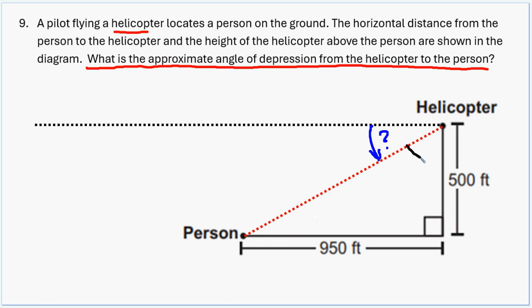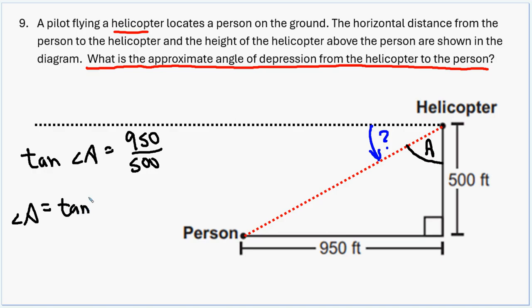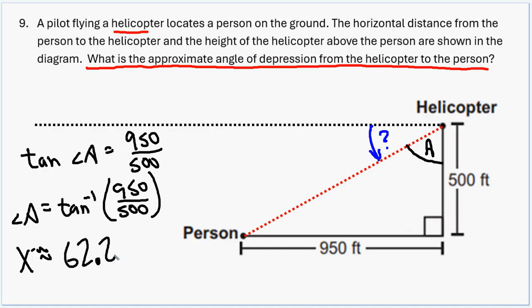And it would probably be best to find this angle first. Luckily, we have the opposite side and we have the adjacent side from that angle. So I'm just going to call it angle A. The tan of angle A is opposite 950 over adjacent 500. So we are going to take the tan inverse of that. So our tan inverse of 950 divided by 500, we get x is about 62.2 degrees. So again, remember that is the angle inside the triangle, 62.2 degrees.